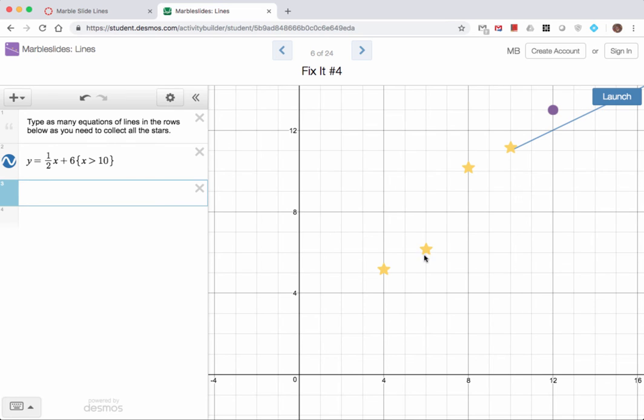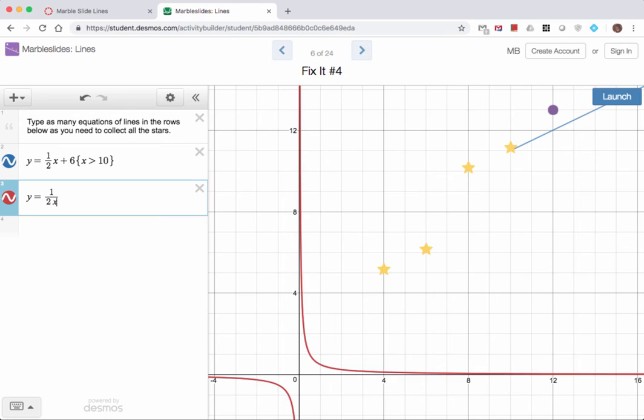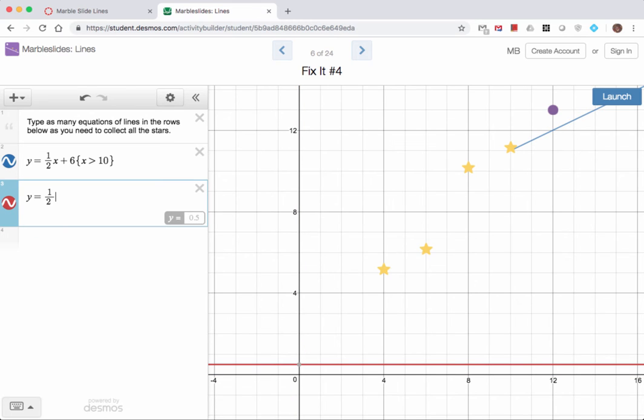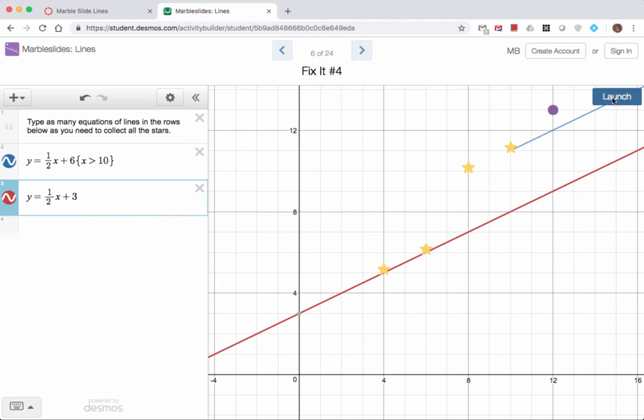So let's see. So the slope still seems to be 1/2 because they seem to be parallel to our upper 2 stars. So y equals 1 divided by 2x. Okay, oops. I'm going to get that out of the denominator. We're going to get a rational, which we don't want. But I need to shift that thing up. So it's looking like the intercept in this case is going to be at 3. So let's go plus 3. And notice I'm going to catch those 2 stars, and then I catch my lower 2 stars. So that's a big hint in this fix-it, that many times in many of these challenges, you have to use multiple lines in order to catch all of the stars, okay?